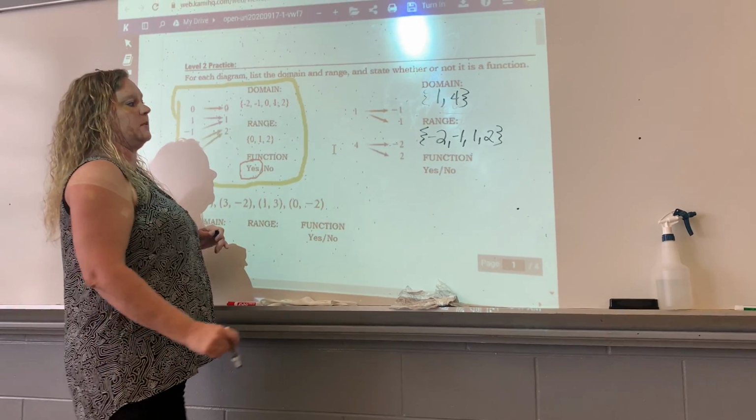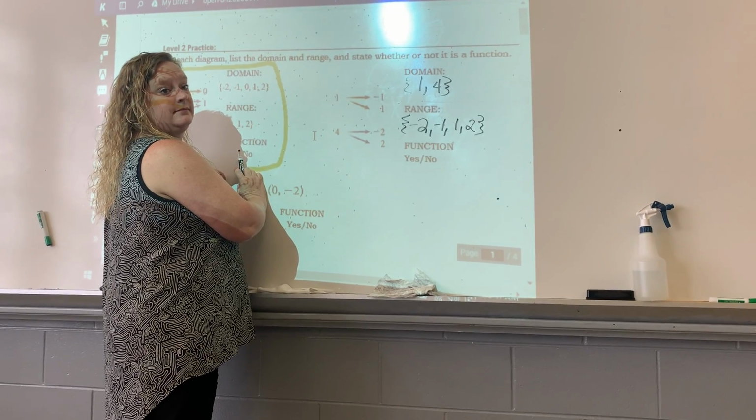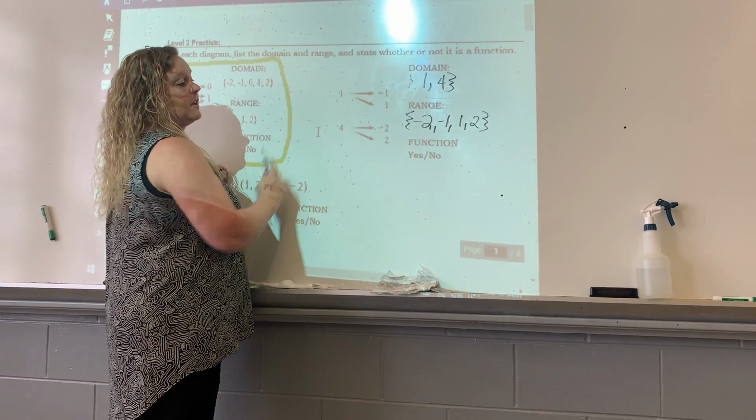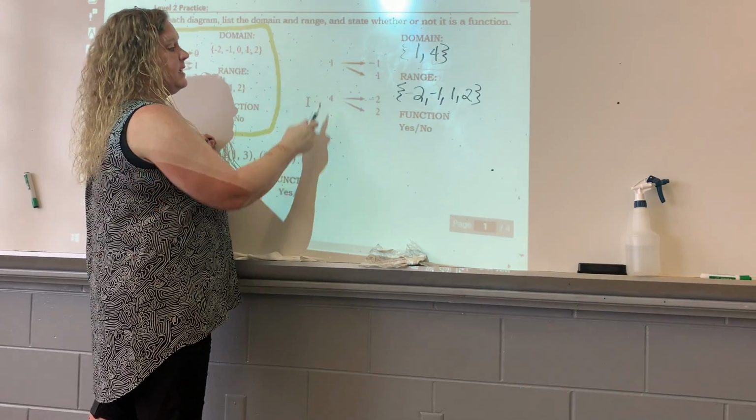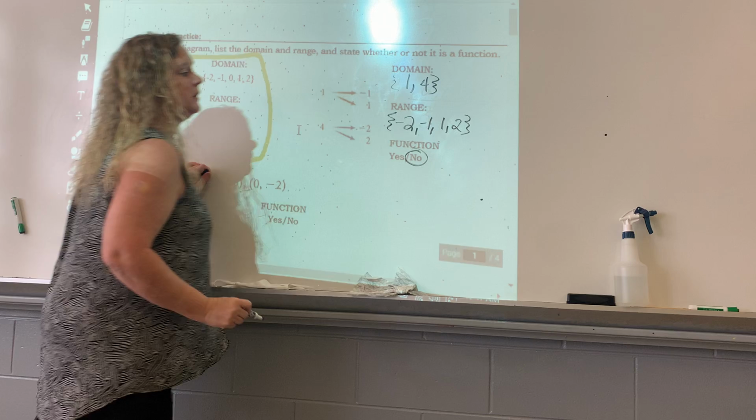And is this a function? 1 is used how many times? Twice. It's not a function, right, because X repeats. The 1 is used twice and the 4 is used twice. So this is not a function.